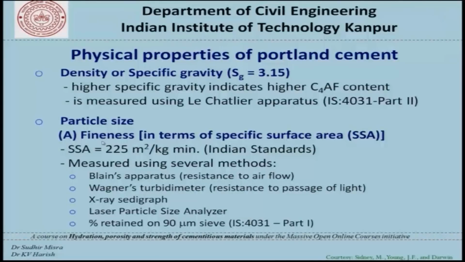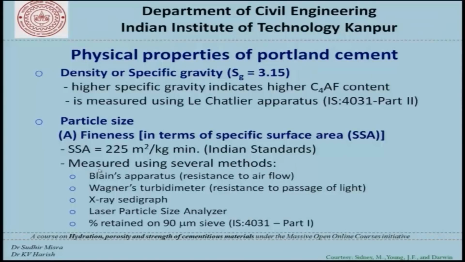One form is fineness, and fineness is expressed in terms of specific surface area, or shortly referred as SSA. SSA approximately should be 225 meter square per kg at a minimum as per Indian standards. Cements that have lower fineness are usually rejected.